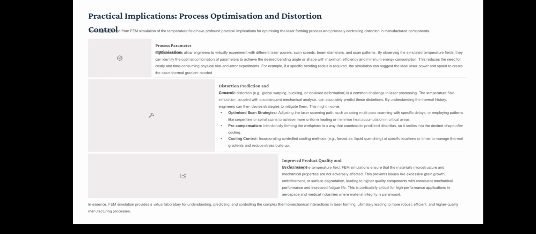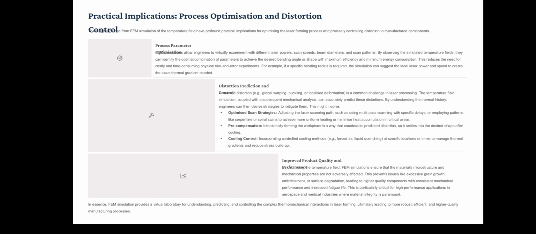Practical implications: process optimization and distortion. Process parameter optimization allows engineers to virtually experiment with different laser powers, scan speeds, beam diameters, and scan patterns by observing the simulated temperature fields. They can identify the optimal combination of parameters to achieve the desired bending angle or shape with maximum efficiency and minimum energy consumption. This reduces the need for costly and time-consuming physical trial and error experiments.